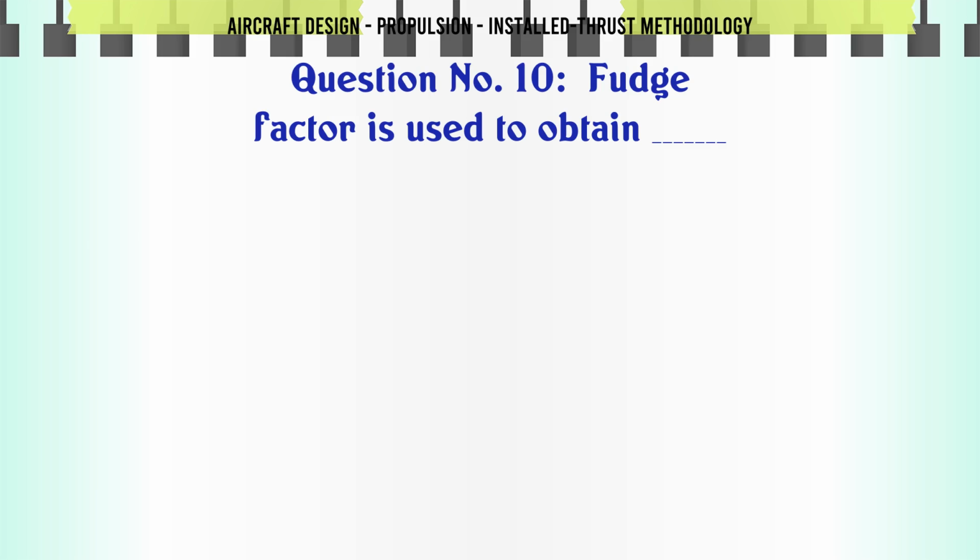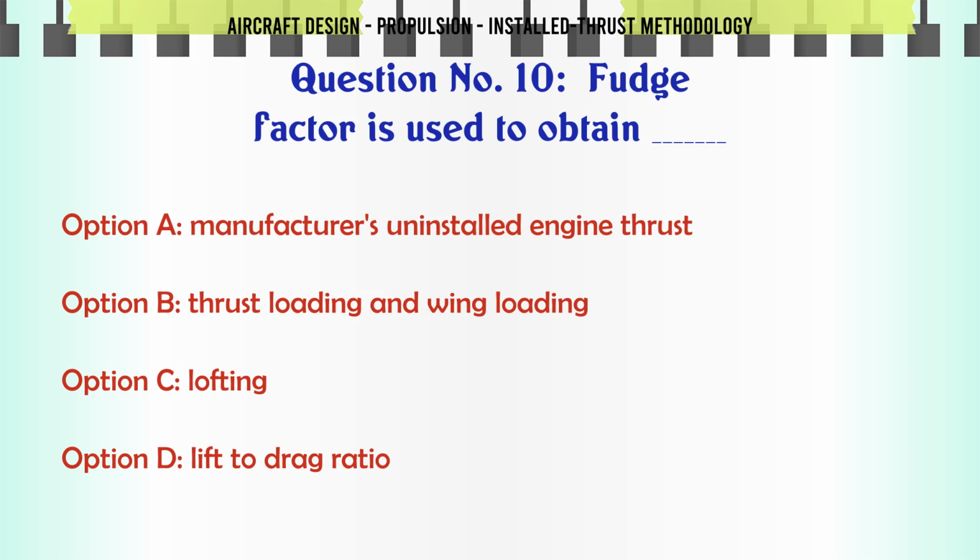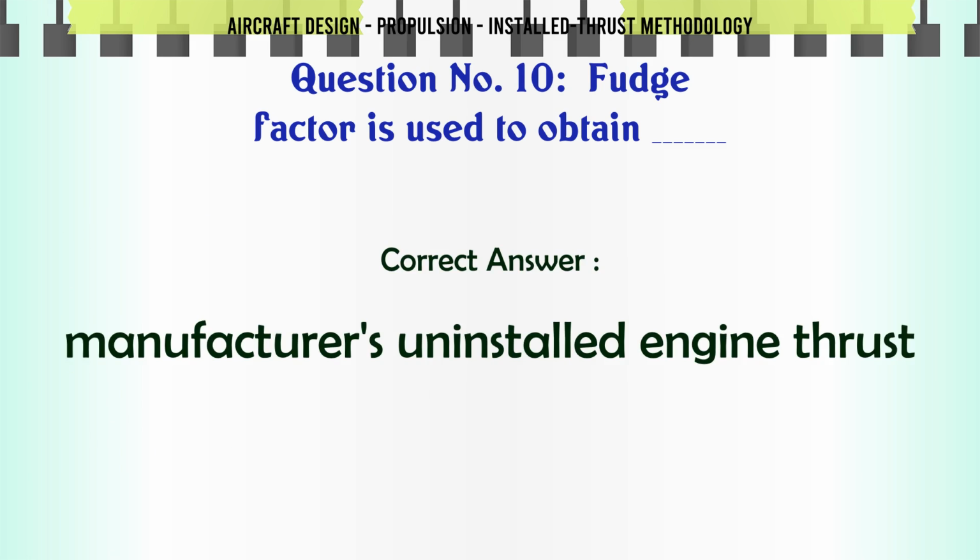Fudge factor is used to obtain A. Manufacturer's uninstalled engine thrust. B. Thrust loading and wing loading. C. Lofting. D. Lift to drag ratio. The correct answer is manufacturer's uninstalled engine thrust.